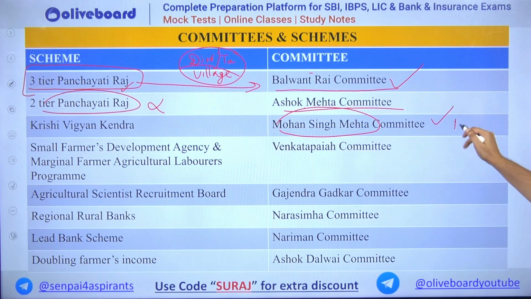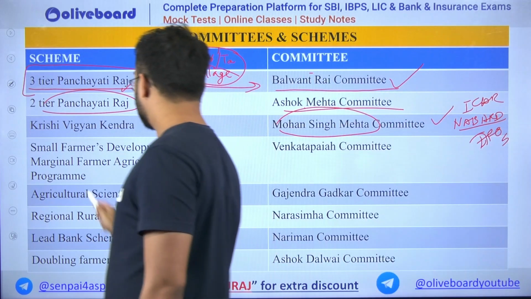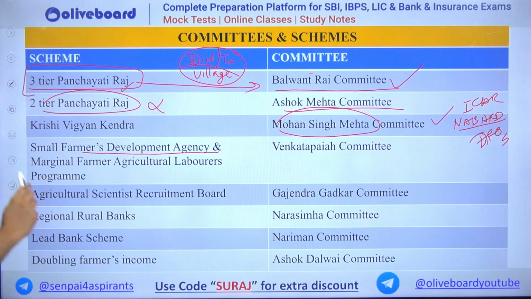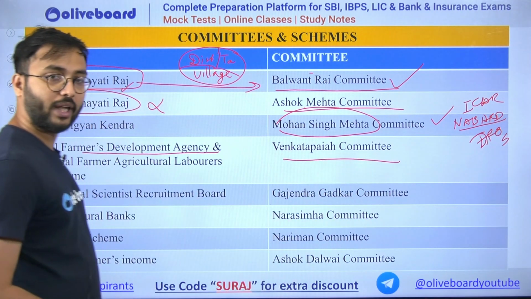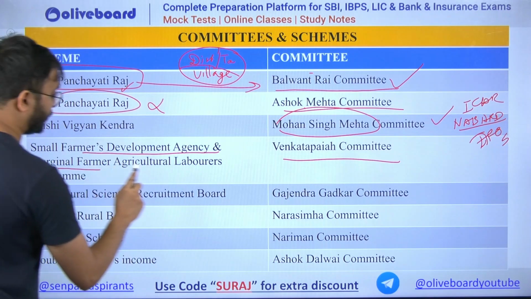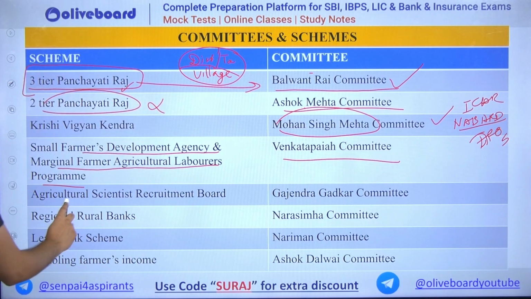This has been repeated in NABARD Grade A; the question has been asked. It has also been asked in the ICAR exam, and sorry, I forgot, it has been asked in the AFO exam also. Small Farmers Development Agency, SFDA: Venkatapayya committee. Marginal Farmers and Agricultural Laborers Program: Venkatapayya committee.